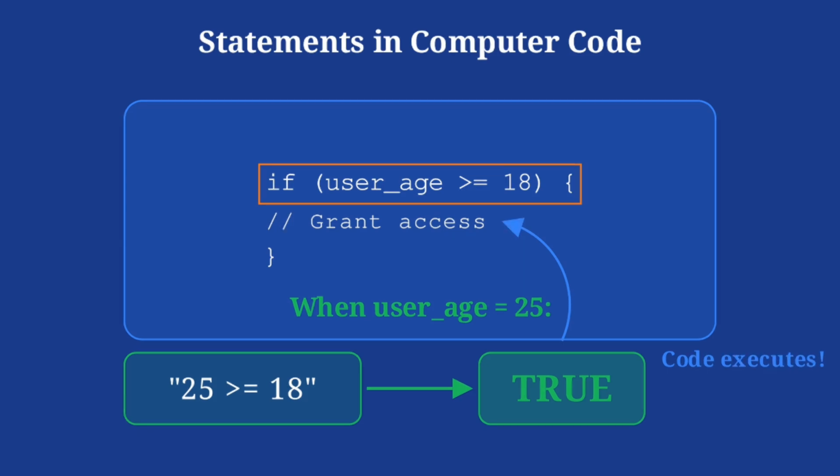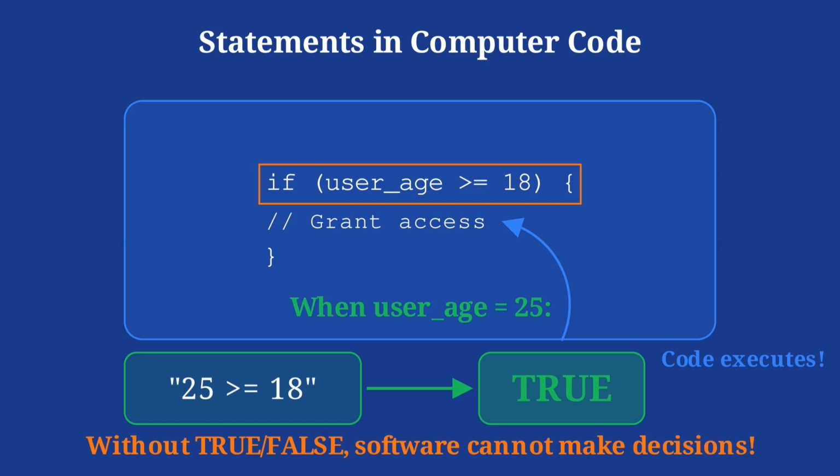This statement is true. Because the condition evaluates to a clear boolean true, the computer knows to execute the code inside the block. If the age were 16, the statement would be false, and the computer would skip the block. Without this strict binary of true or false, computers couldn't make decisions, and none of our software would work.